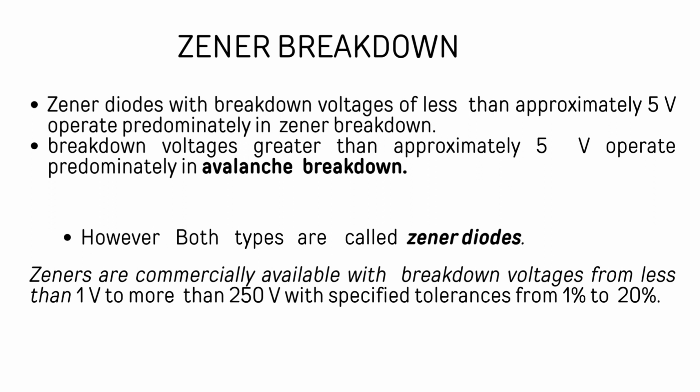Zener breakdown. Zener diodes with breakdown voltage less than approximately 5 volts operate predominantly in Zener breakdown. Breakdown voltage greater than approximately 5 volts operates predominantly in avalanche breakdown. However, both types are called Zener diodes. Zener diodes are commercially available with breakdown voltage from less than 1 volt to more than 250 volts with specified tolerance from 1% to 20%.